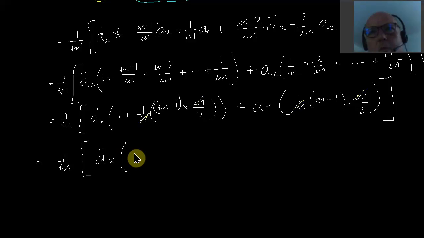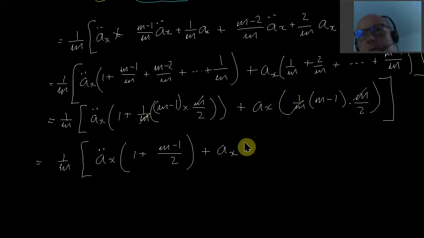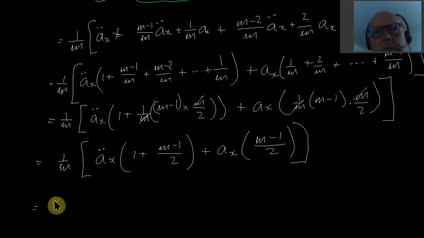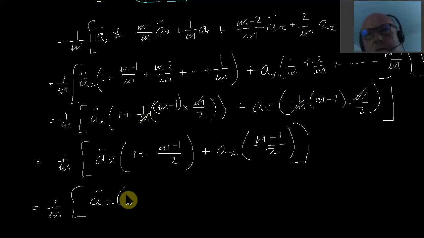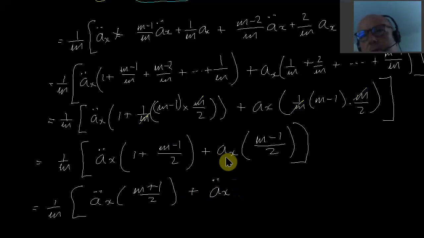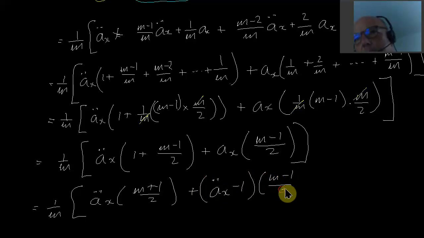into 1 plus m minus 1 over 2 plus ax into m minus 1 over 2 equals 1 over m a double dot x into m plus 1 over 2, because that's going to add 2 to the top there, plus a double dot x, so ax is a double dot x minus 1, into m minus 1 over 2.